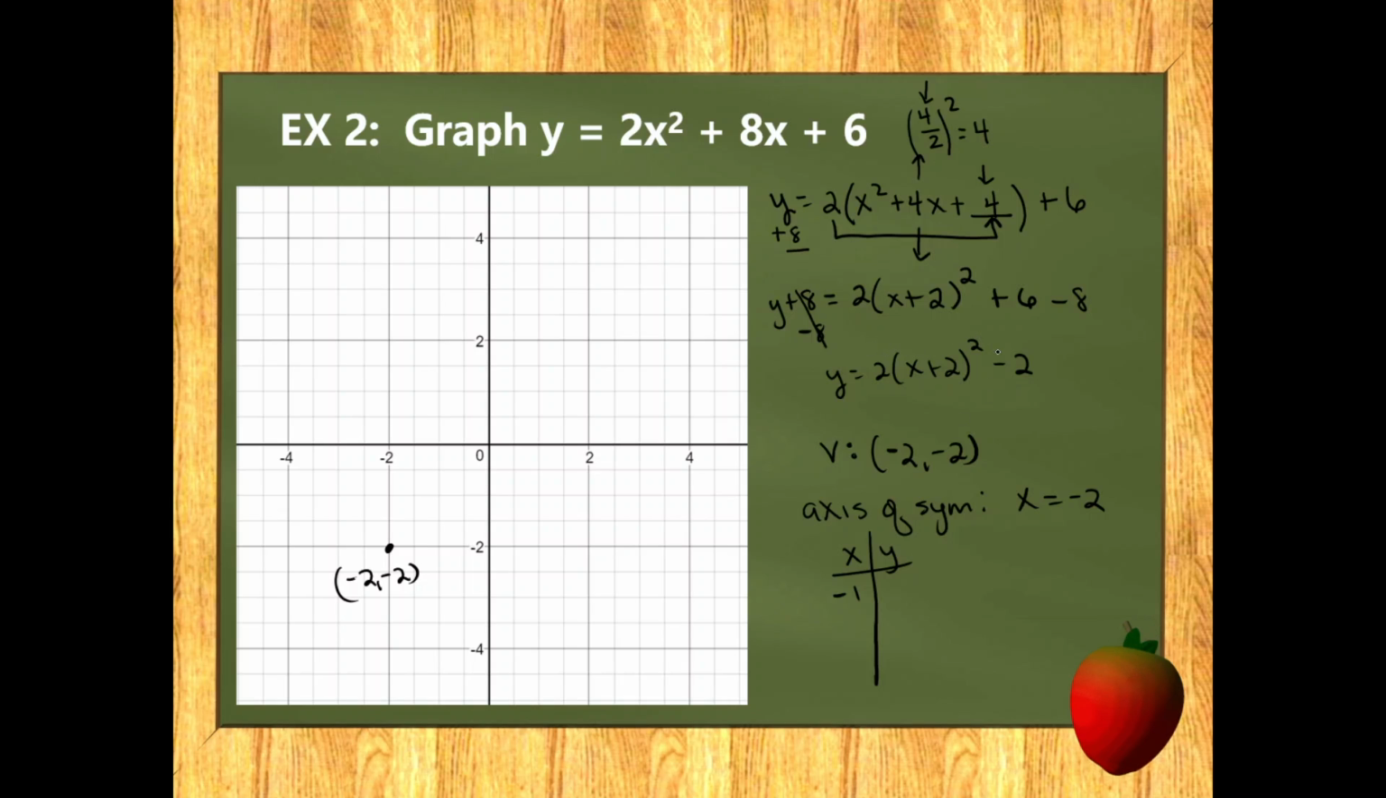Now you can plug it into the work form, or you can plug it back into the original equation. So I'm just going to plug it back into the original. And I'll get 2 minus 8 plus 6, which is 0. Now my axis of symmetry is here. So this point is going to flip across to -3, 0. And then I can connect my dots.